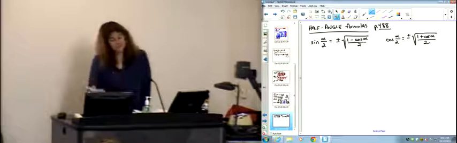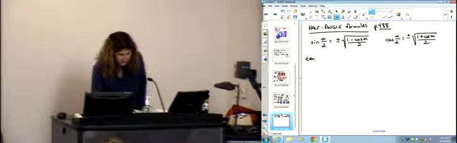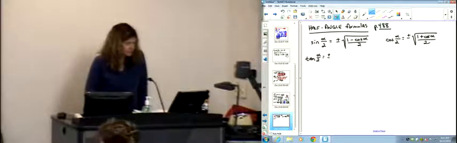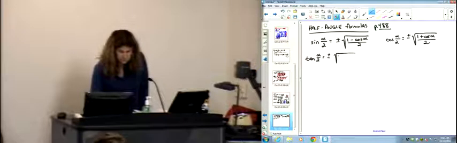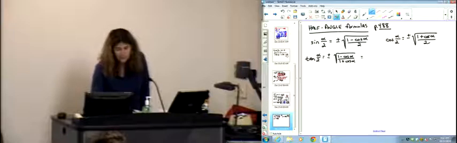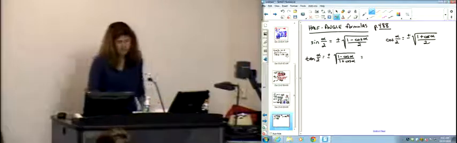And again, if you had the sine and the cosine, you would know what the tangent was, but we do have some formulas for this. The tangent of alpha over 2 is the square root of 1 minus cosine alpha over 1 plus cosine alpha. All of that is under the radical.